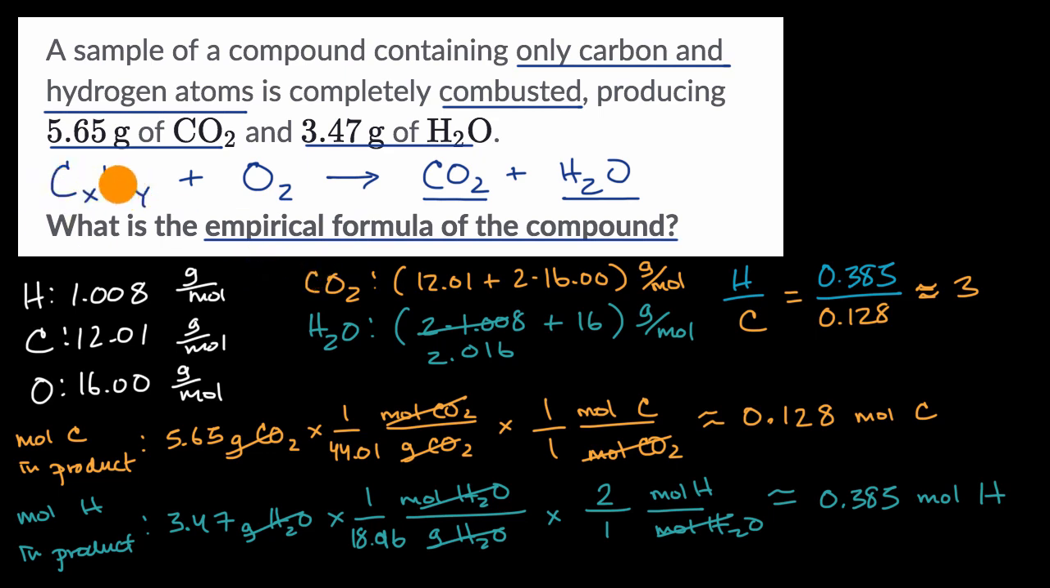So the empirical formula of our original compound, for every 1 carbon, I have 3 hydrogens. So CH3. And we are done.